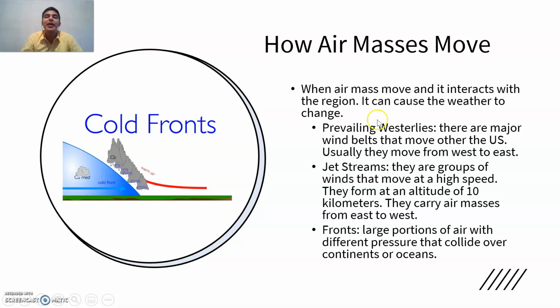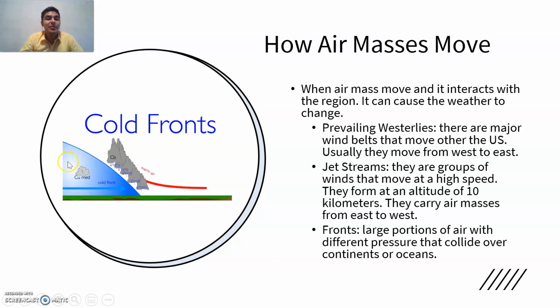Right over here we have the prevailing westerlies. They are major wind belts that usually move from west to east. We also have jet streams. They are groups of winds that move at a high speed. They form at an altitude of 10 kilometers. They carry air masses from east to west.